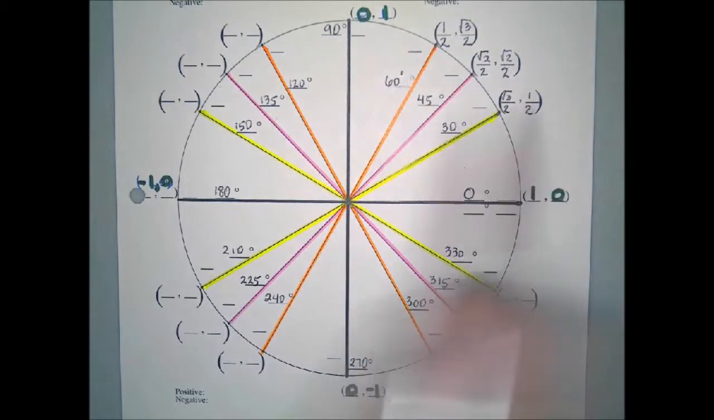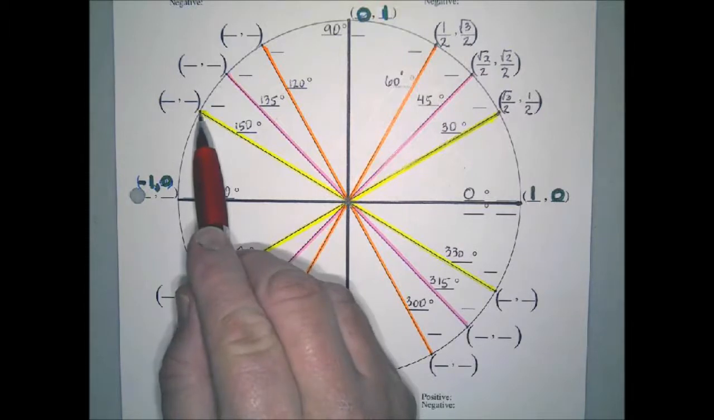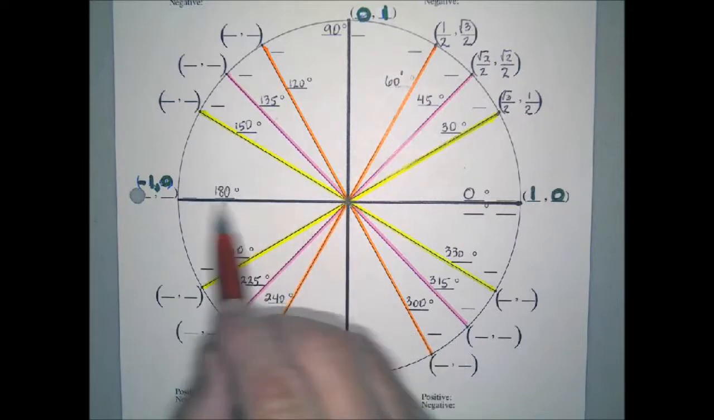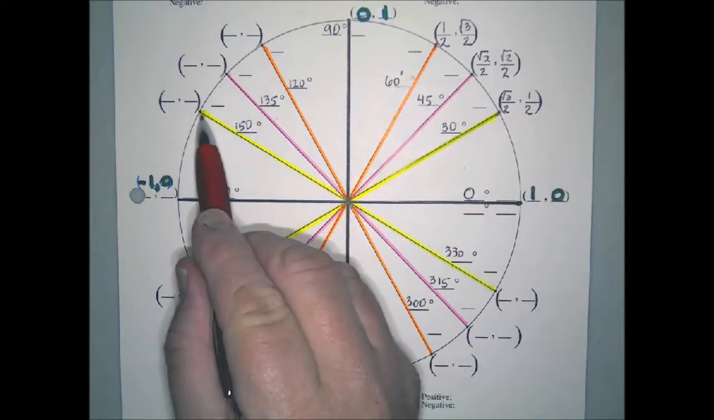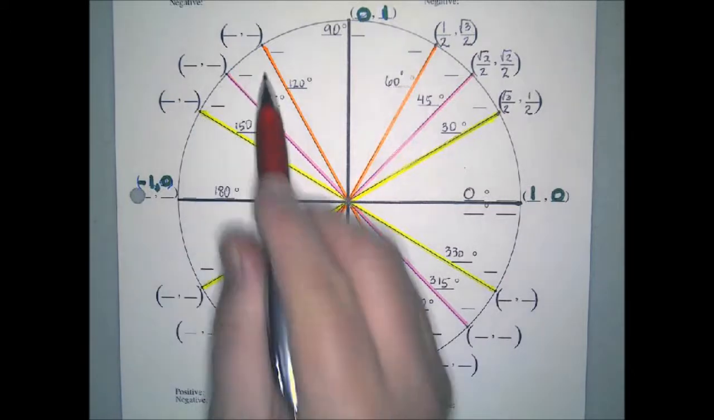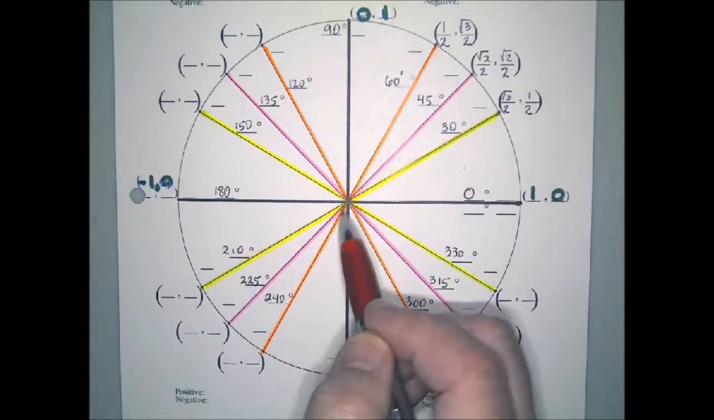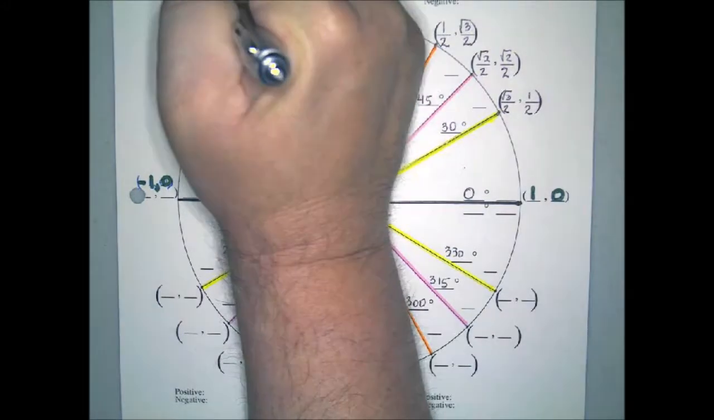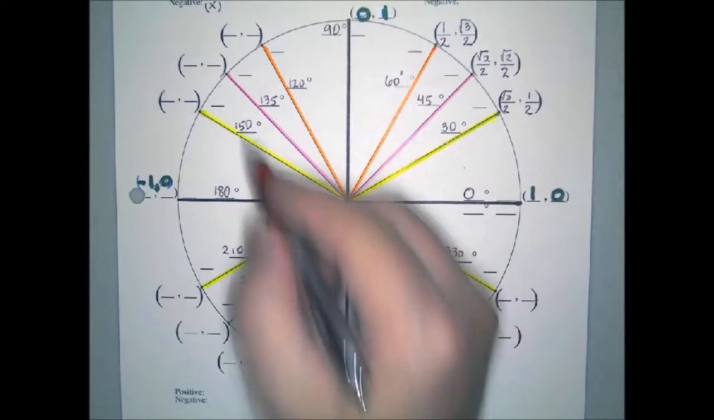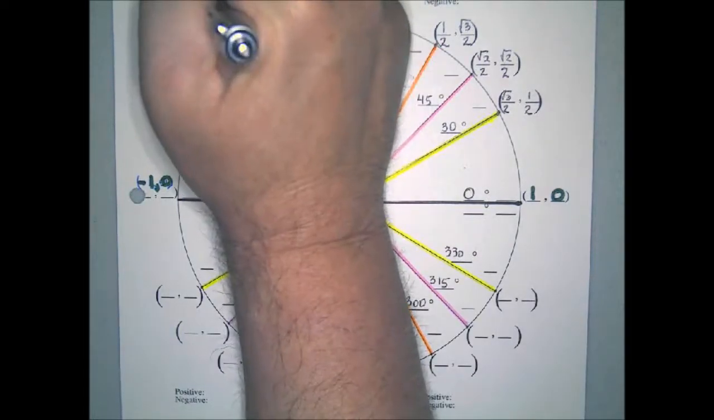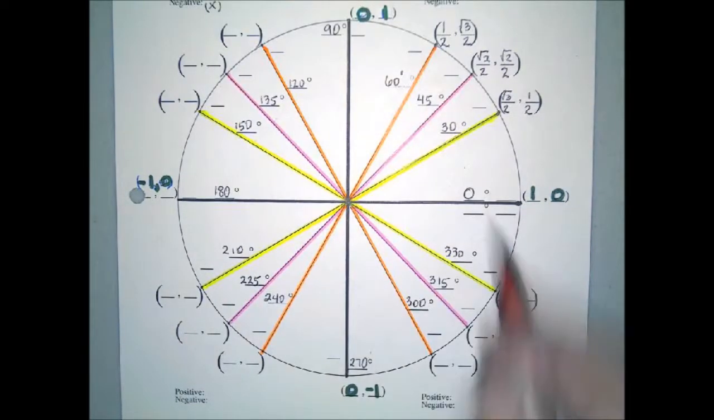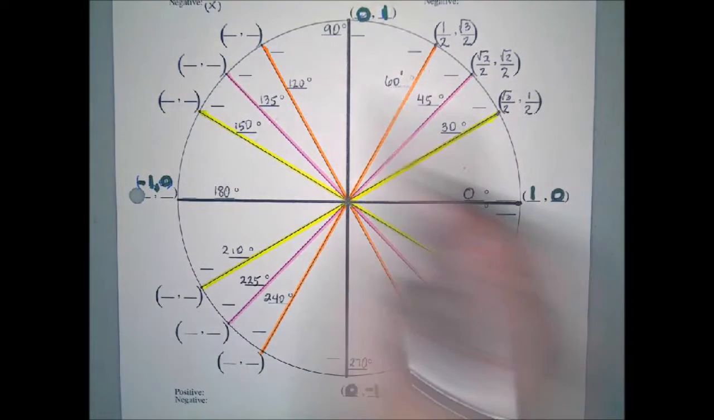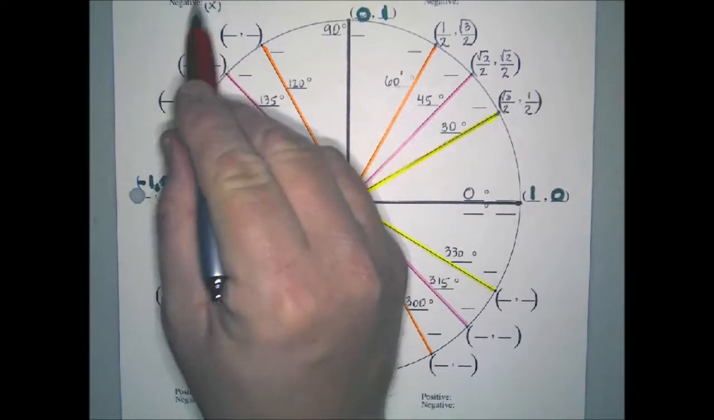Okay. Now we're in quadrant 2, and in quadrant 2 the x's are negative, but the y's are positive. Every single point in quadrant 2 has negative x's, but positive y's. So you use the exact same ordered pairs, but you make sure the x's are negative and the y's are positive.